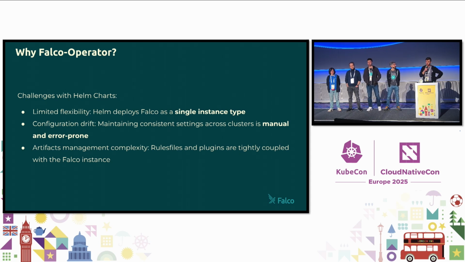And at the same time, we have problems with maintaining settings across clusters when we are deploying Falco in multiple clusters, meaning that updates are manual updates to values.yaml files, and that in time could cause drift in the configuration. And also the artifact management. When deploying Falco with Helm, artifacts are deployed as a single instance with Falco, and if you need to update those artifacts, you will need to redeploy Falco itself. And this is the reason why we need a new Kubernetes-native management for Falco and its artifacts.